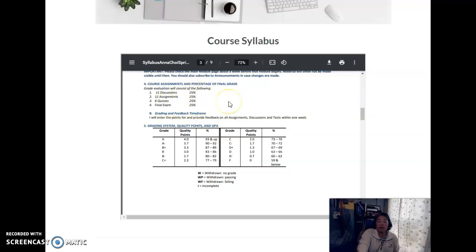Course assignments and percentage of final grades are right here. Don't ask me why your grade on Brightspace is this or that. This is how I determine the final grades. All of the discussions, all 11, will make up 25% of your grade. All 11 assignments will make up 25% of your grade. The 6 quizzes will make up 25% of your grade, and then the final exam. So just make sure that you're not looking at your Brightspace grade, asking why your grade is that. This is how I will determine it at the end. If you miss 1 or 2 assignments or discussions, you're still okay because there are so many, but just don't miss a lot. Try to get everything done on time.